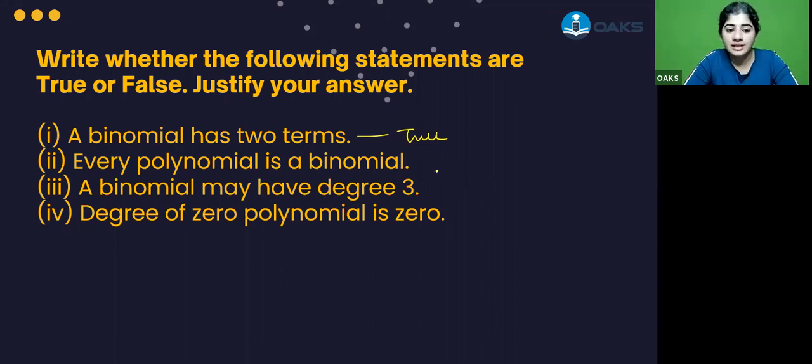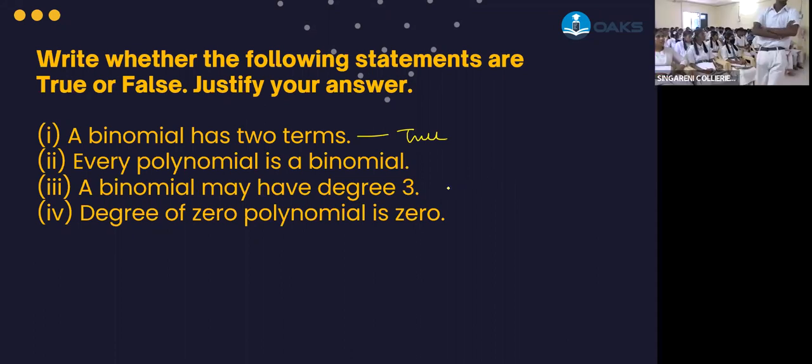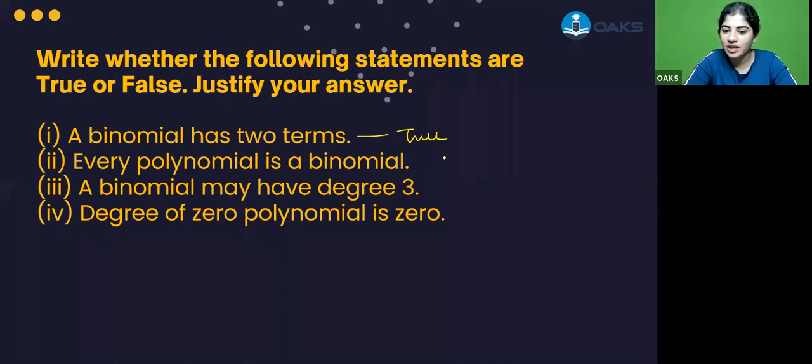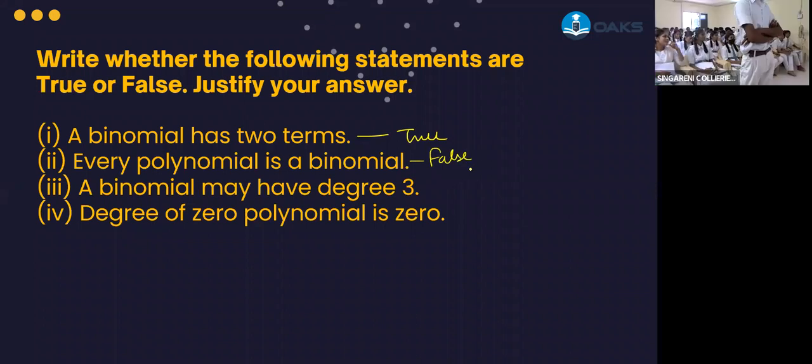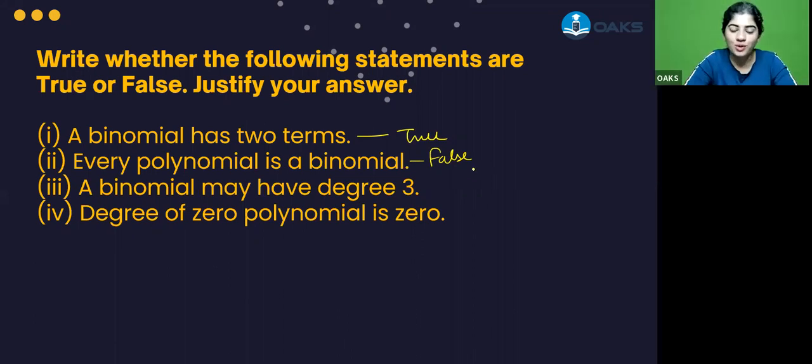Okay, moving on to the next: every polynomial is a binomial. Is it true or false? False, madam. Okay, false. Can you say why? Can you give an example? A polynomial is a binomial, but not every polynomial. Okay, good. Thank you so much.